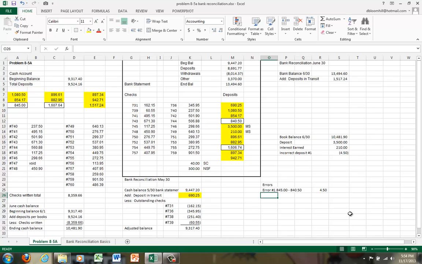Now we're going to take a look at error number 2. We're going to do the same thing with error number 2. We're just going to take the difference between the two numbers. So I'm going to take 1607.64 and I'm going to subtract 1606.74.